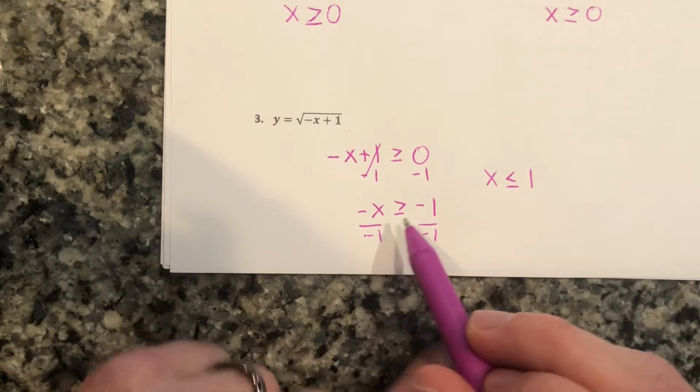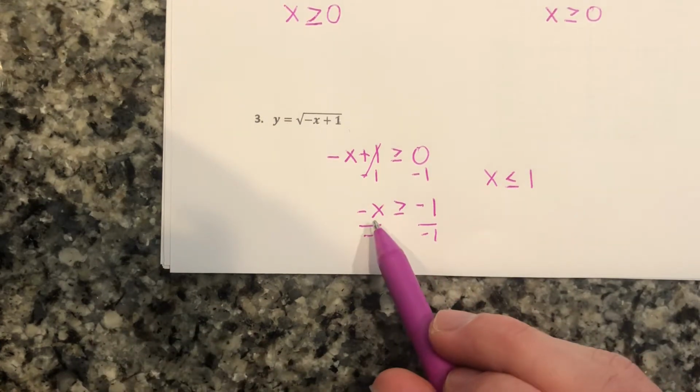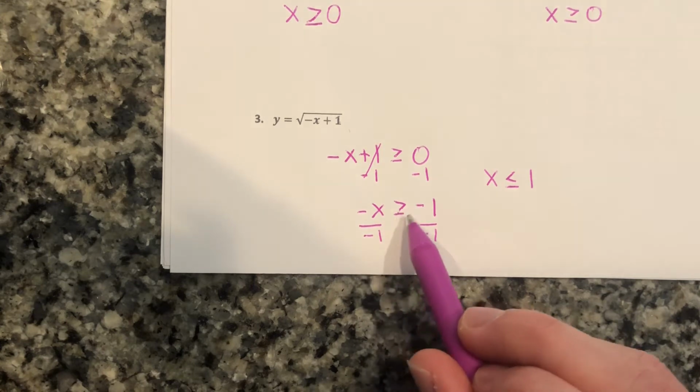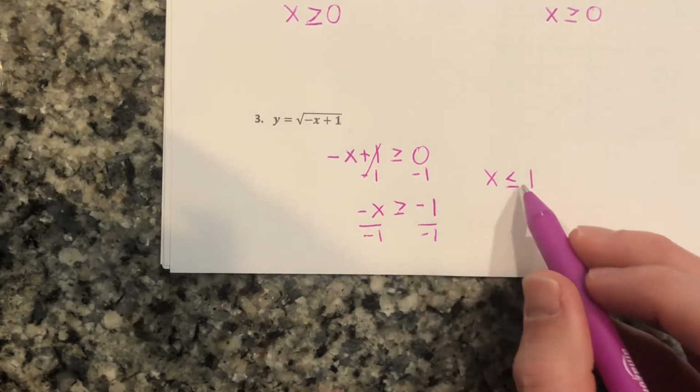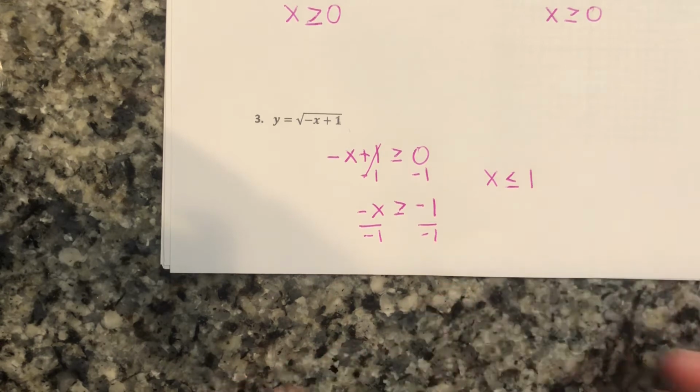So a big thing to remember here is when we're solving inequalities, at any point if you divide or multiply by a negative number, this flips, right? So there's my domain: all the real numbers that are less than or equal to 1.